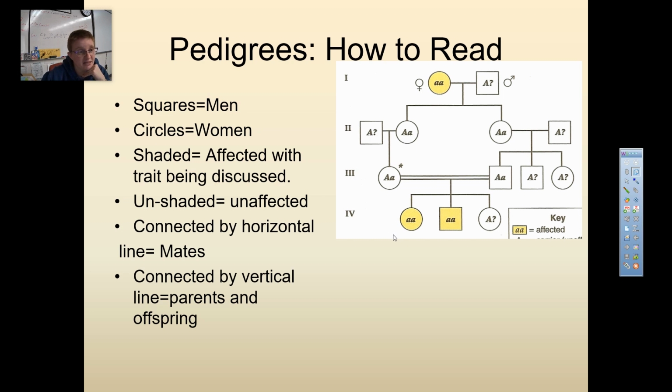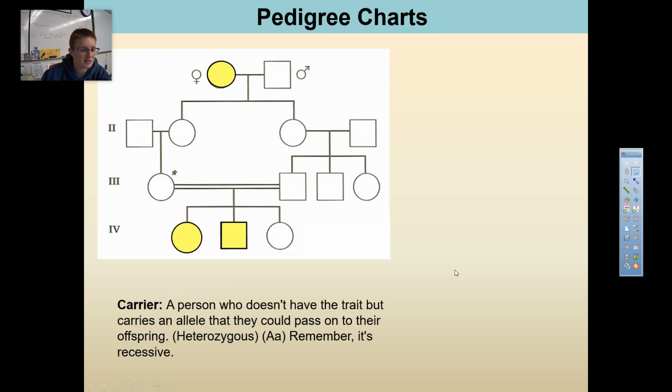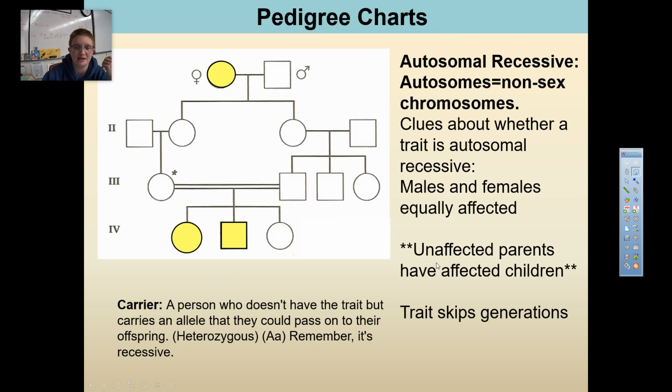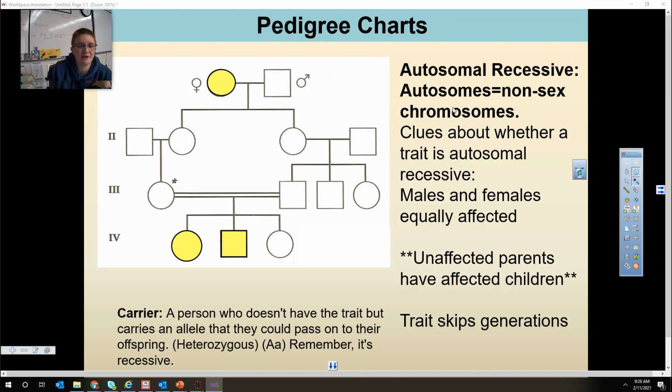You might be able to tell some weird fishiness going on in this random pedigree. If you look right here, we have cousins that are mating with each other. That's a little bit weird. All right. So let's look at these pedigree charts, and I'm going to teach you which pedigree charts to know and what to make sure you're looking for.